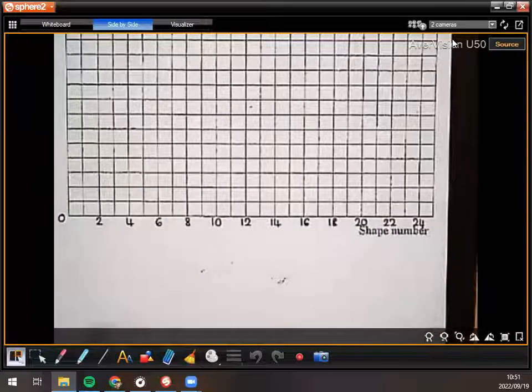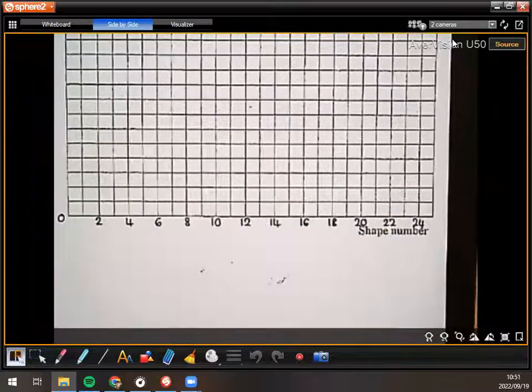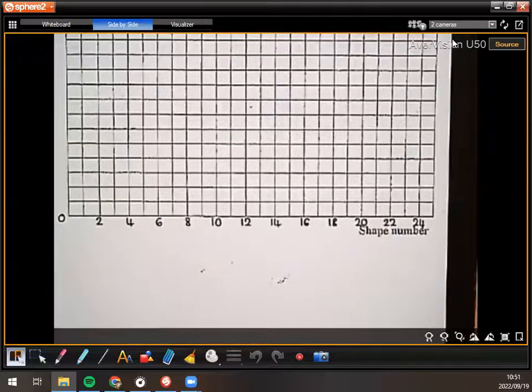Okay, are we fine with that for the shape number? Can I just double check the test? Okay, shape number, are we fine with that?